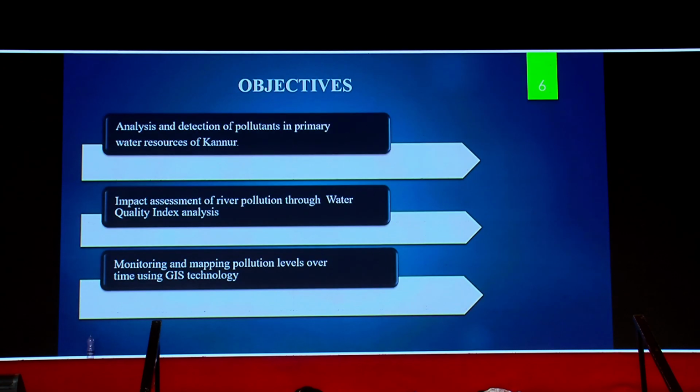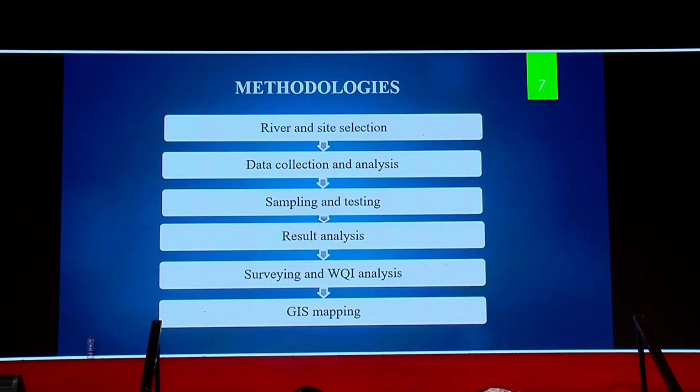The objectives of the study involve analysis and detection of pollutants in Valapattanam and Kuppam River, the primary water resources in Kannur district. Also, impact assessment of river pollution through the water quality index, which is a numerical value that indicates the quality of the river water, together with monitoring and mapping pollution level over time using GIS technology. GIS is mainly used for spatial analysis and data visualization, which is enabled with the lab tested parameters to have a better understanding.